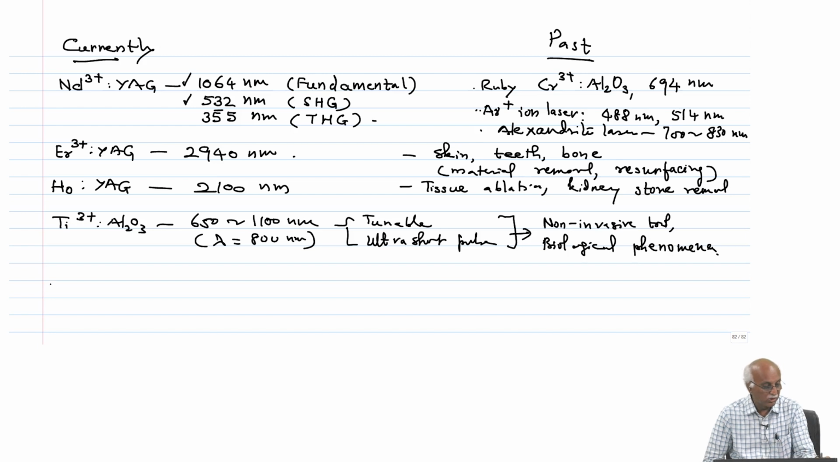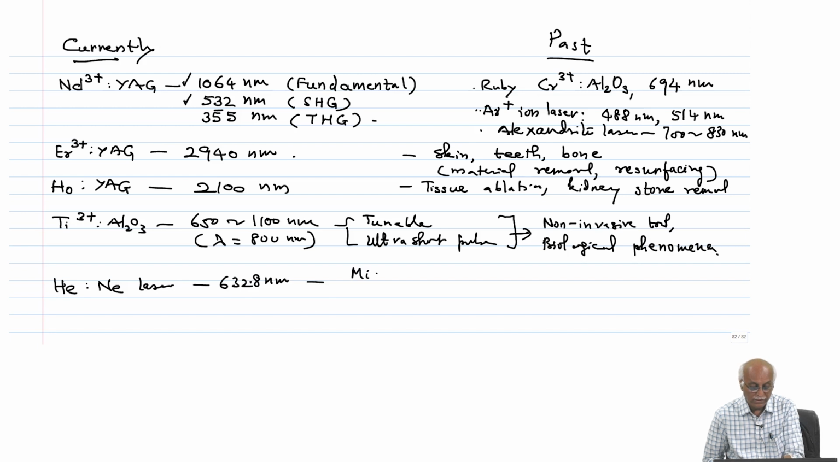Now, there is one more important gas laser, the helium neon laser, where the output wavelength is 632 nanometer, precisely 632.8 nanometer, and it is useful for confocal microscopy applications, DNA sequencing, etc.